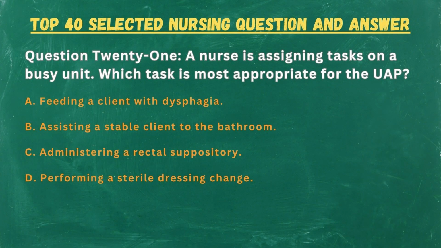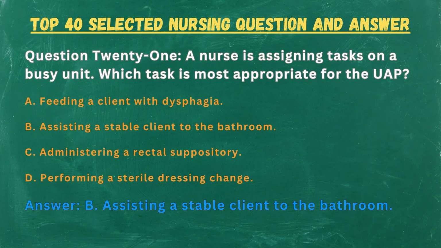Question 21. A nurse is assigning tasks on a busy unit. Which task is most appropriate for the UAP? A. Feeding a client with dysphagia. B. Assisting a stable client to the bathroom. C. Administering a rectal suppository. D. Performing a sterile dressing change.